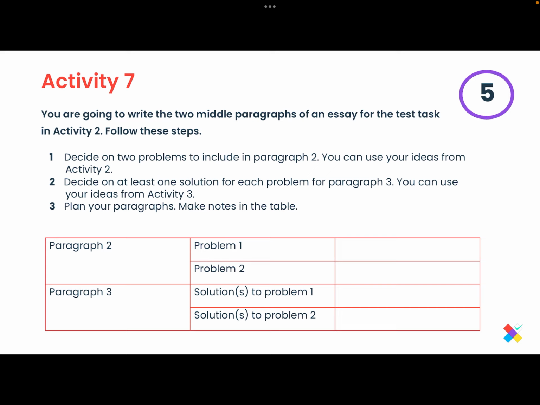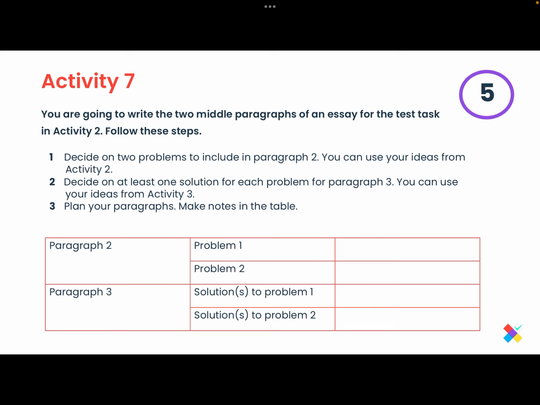What you're going to do right now is write the 2 middle paragraphs of the actual essay for the same test, task, and activity 2. If you have missed that, you can press pause and go back. And I would like you to follow these steps. I would like you to decide on 2 problems to include in paragraph 2. Again, you can use the ideas you brainstormed in activity 2, and then decide on at least 1 solution for each problem for the 3rd paragraph. And again, you can use your ideas from activity 3.